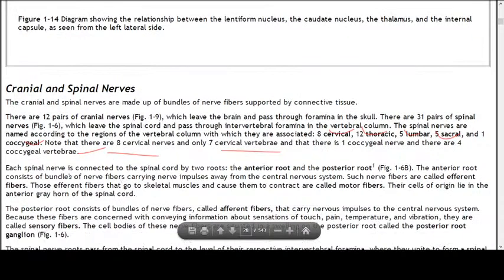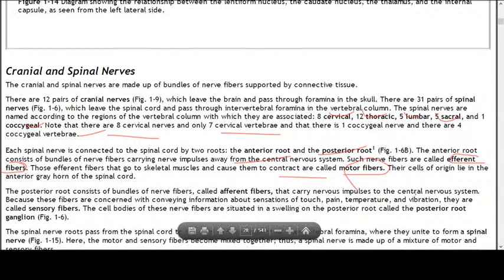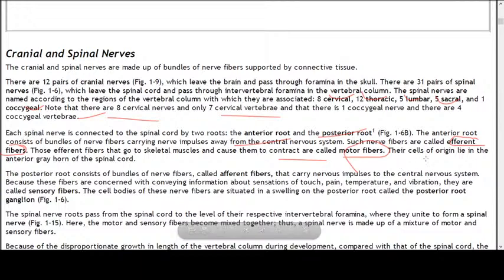Note there are 8 cervical nerves and 7 cervical vertebrae, and there is 1 coccygeal nerve and 4 coccygeal vertebrae. Each spinal nerve is connected to the spinal cord by two roots, the anterior root and the posterior root. The anterior roots consist of bundles of nerve fibers carrying nerve impulses away from the central nervous system. Such fibers are called efferent nerve fibers, and those going to skeletal muscle and causing it to contract are called motor nerve fibers. Efferent fibers take information from the brain towards the muscle, while the afferent fibers take information from the muscle to the brain, and the brain acts as the coordinating system. We all know this from our childhood. Their cells of origin lie in the anterior gray horn of the spinal cord.